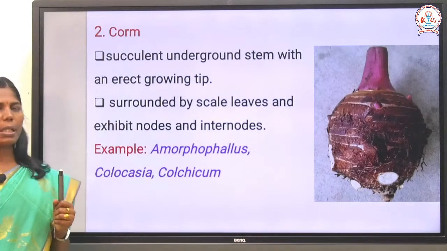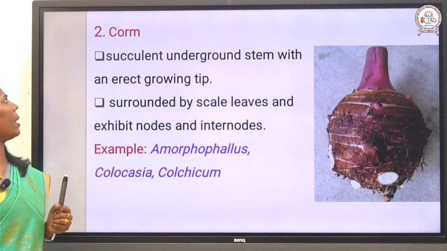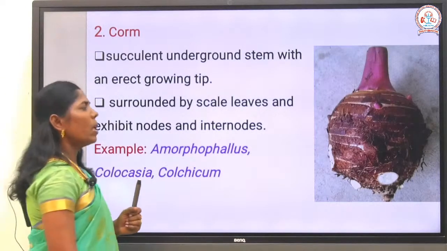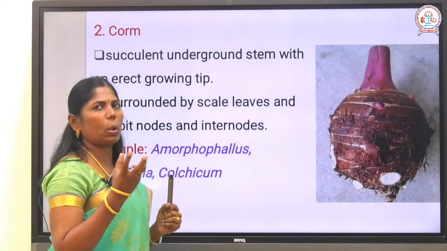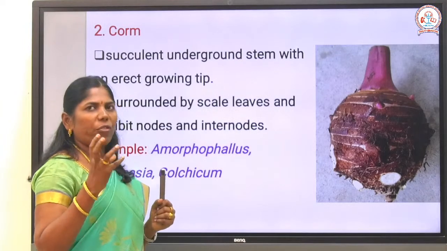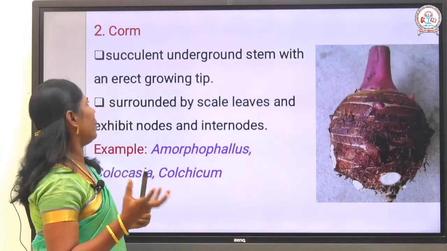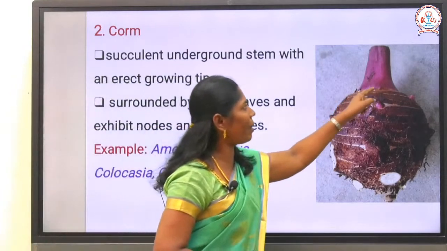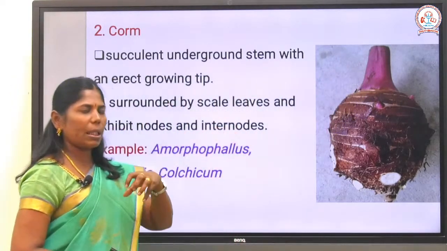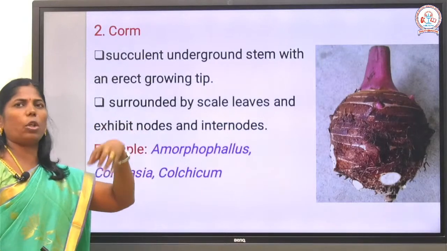The next one is a corm. A corm is succulent. The stem is modified to store food material, so it is very succulent. Succulent means it stores food material well inside. It is a stem with an erect growing tip. The tip is erect growing, and it grows from the terminal bud.